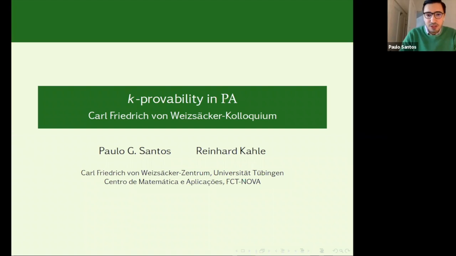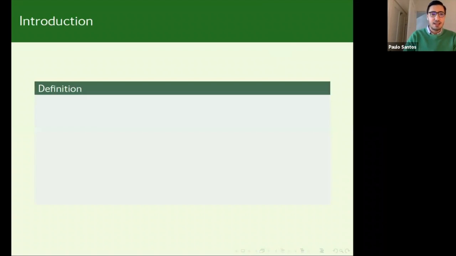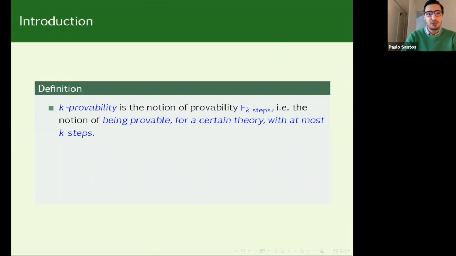And the work I'm going to present here today is a joint work with Professor Reinhard Kahle. Before actually presenting the main results of this talk, let me just make a very brief introduction to this topic. And let me do this by settling two important definitions. The first one is the notion of k-provability, and by k-provability we mean the notion of being provable for a fixed theory with at most k steps, a given number of steps, and we are going to use this notation for that concept.